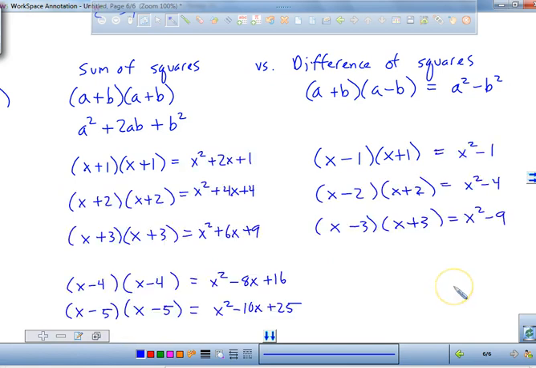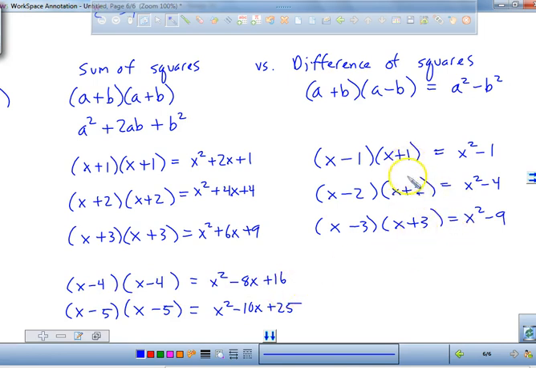All of these are examples of the sum of squares. Whether they're both positive or both negative, the pattern is this: add them to each other, you get the middle one. Multiply them to each other, you get the last constant at the end. So we've got a negative 4 and a negative 4, they add together to equal a negative 8, they multiply together to equal a positive 16.